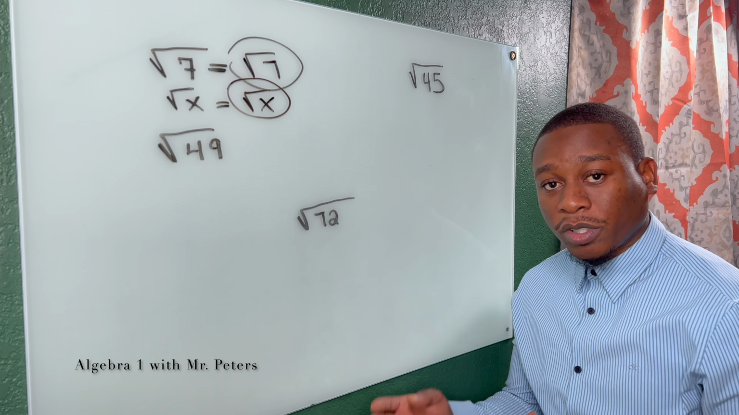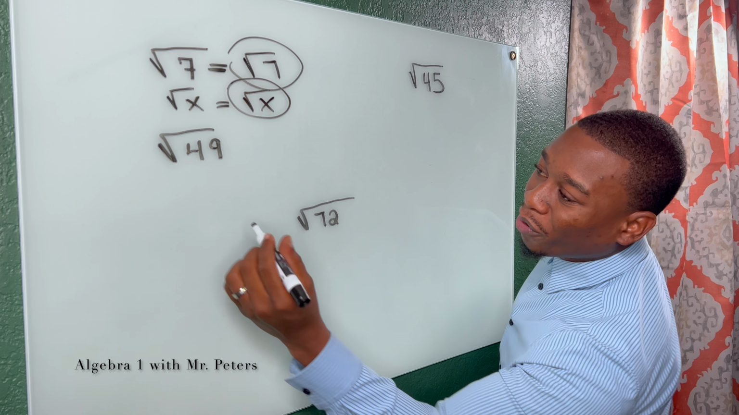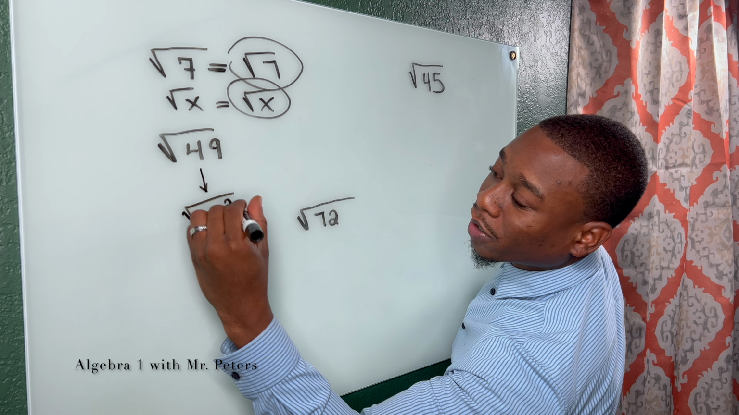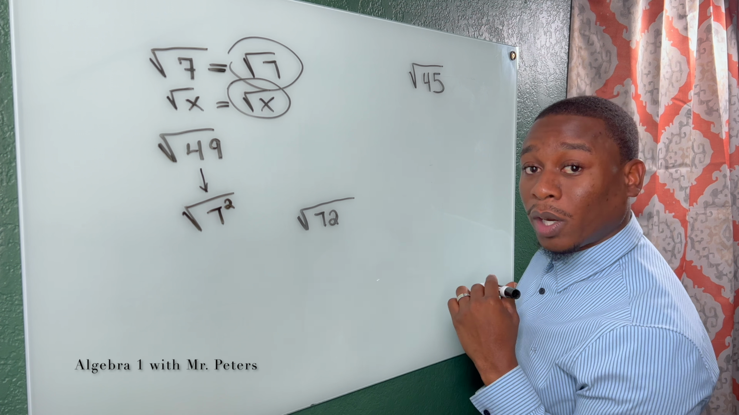Now I get over to 49. And remember, 49 is a perfect square. That's basically 7 to the second power. So how do I simplify?